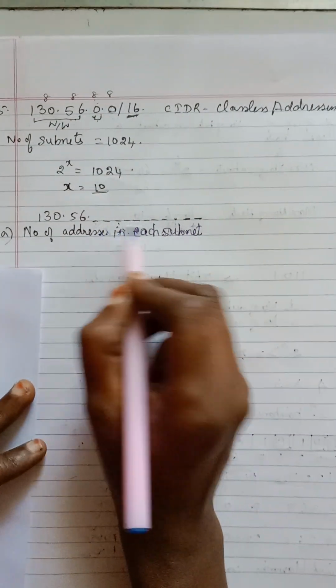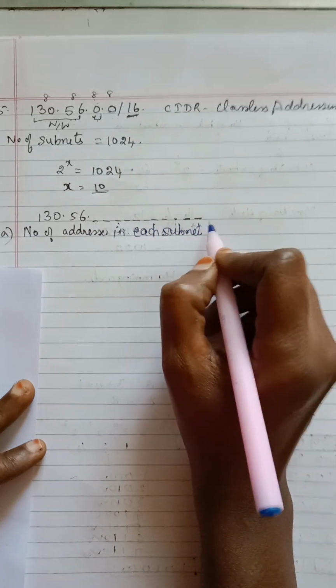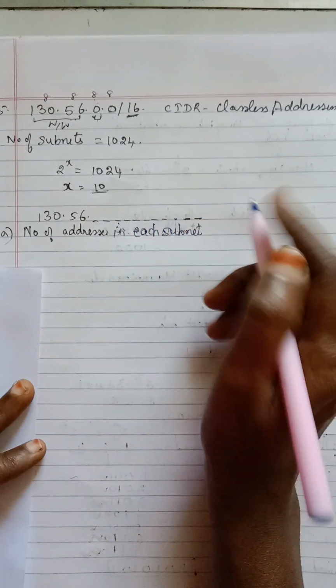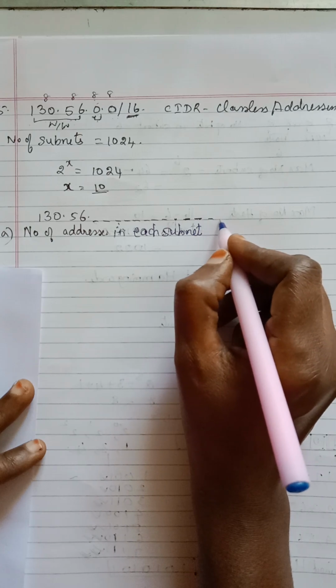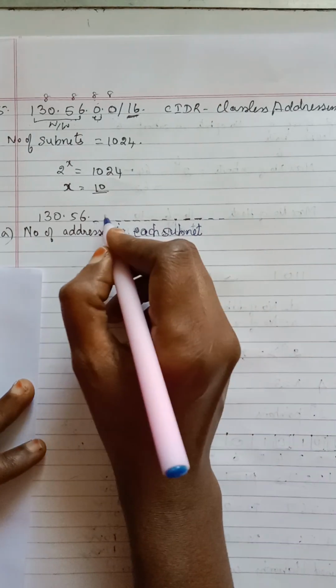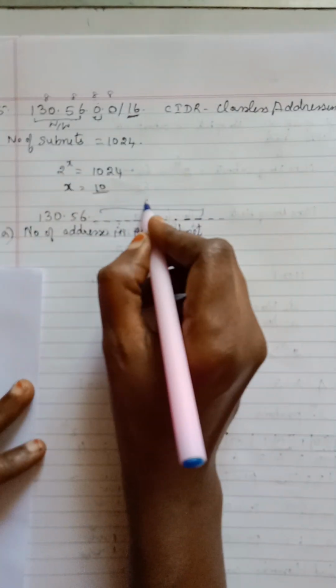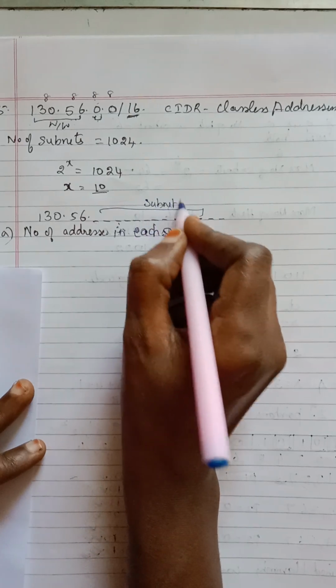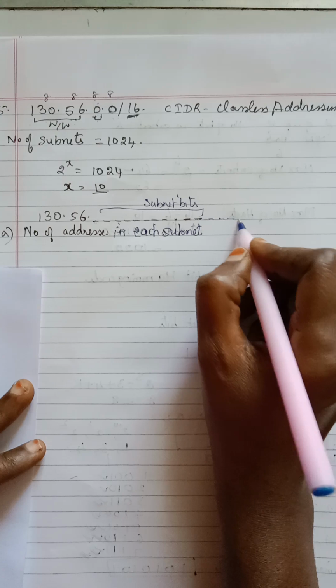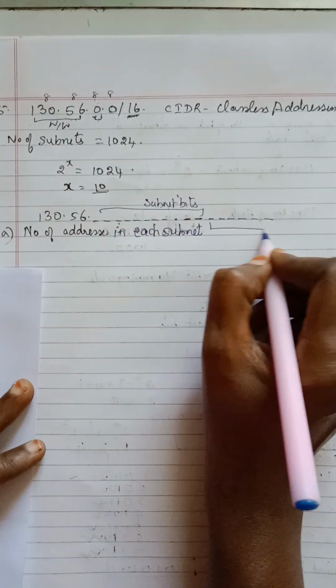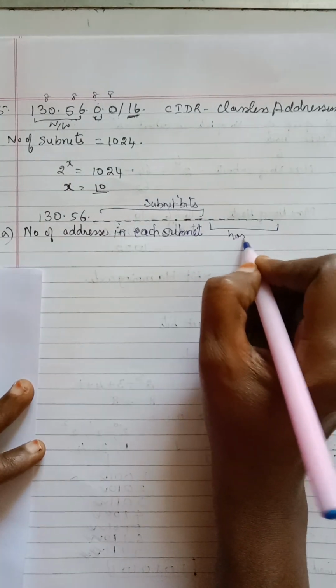So in the subnet, there are 8 bits. Of all the 8 bits, the remaining host bits are only 6, right? For the host there are only 6 bits; these others are all subnet bits. Then the host bits will be 1 2 3 4 5 6. Only 6 bits are for the host.